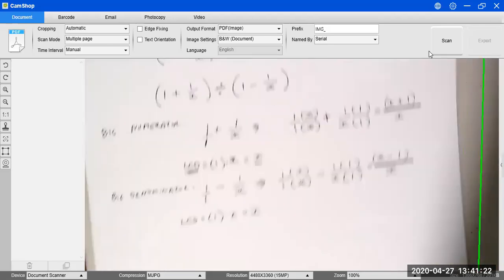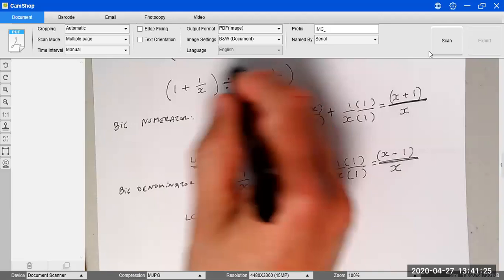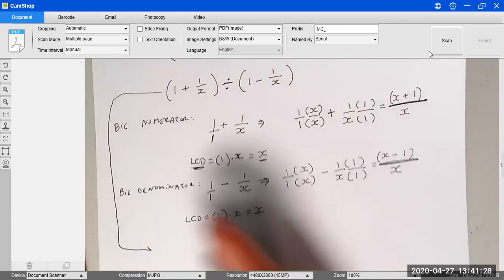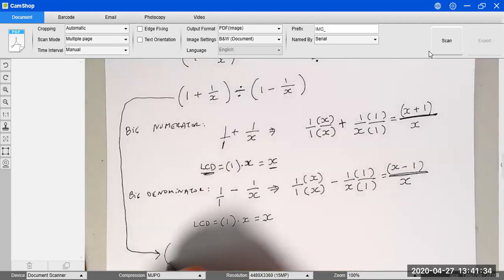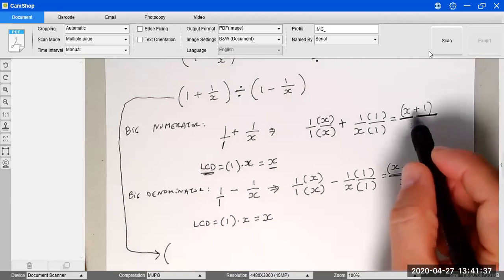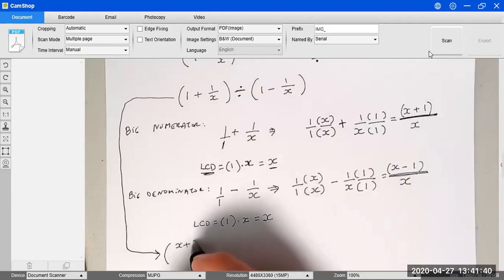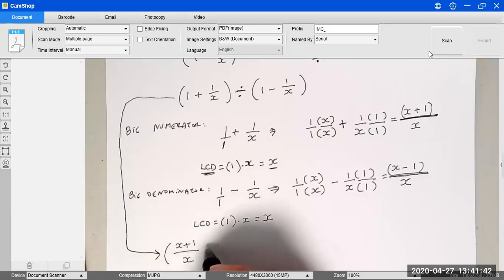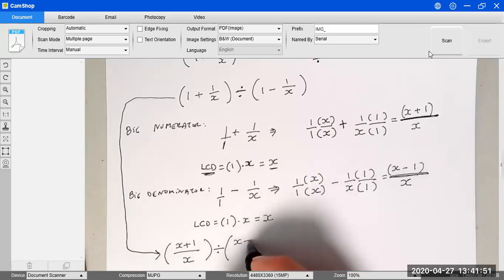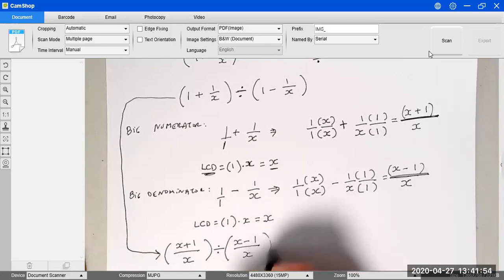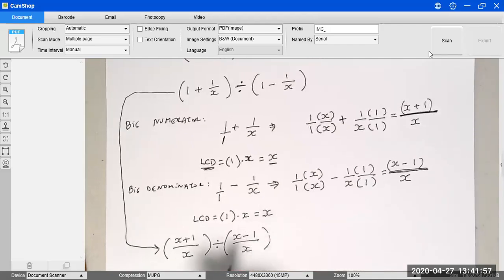So now I'm going to rewrite everything. So I'm going to go back to this part here. So I'm going to rewrite this complex rational expression by using the new result. So the numerator is x plus 1 over x. So that's my big numerator. Then I have the denominator is x minus 1 over x. So now this complex rational expression looks different from the previous one, but is equivalent, is the same.